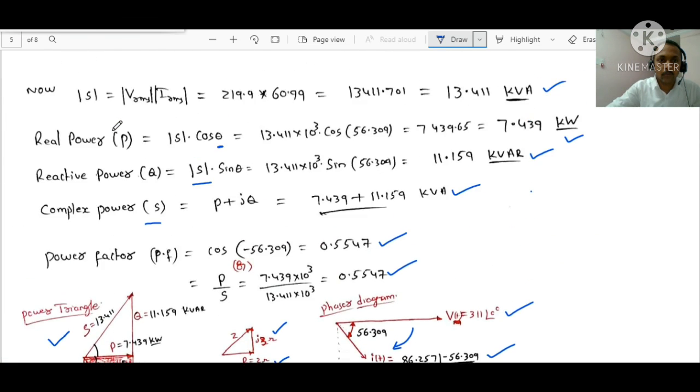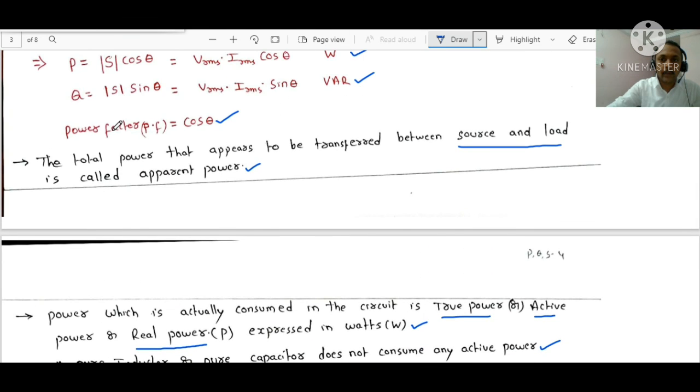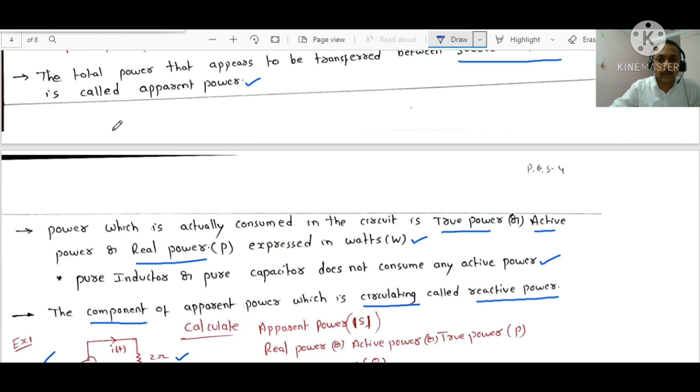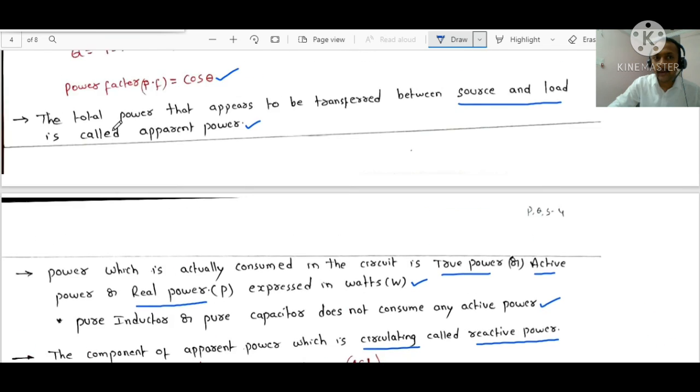Out of all these things, dear students, very, very important: apparent power, which appears to be transferred, capital S. Units are volt ampere. Real power is actually consumed in the circuit. Other names are active power or true power, expressed in watt. The power which seems to be circulating in the circuit is the reactive power.